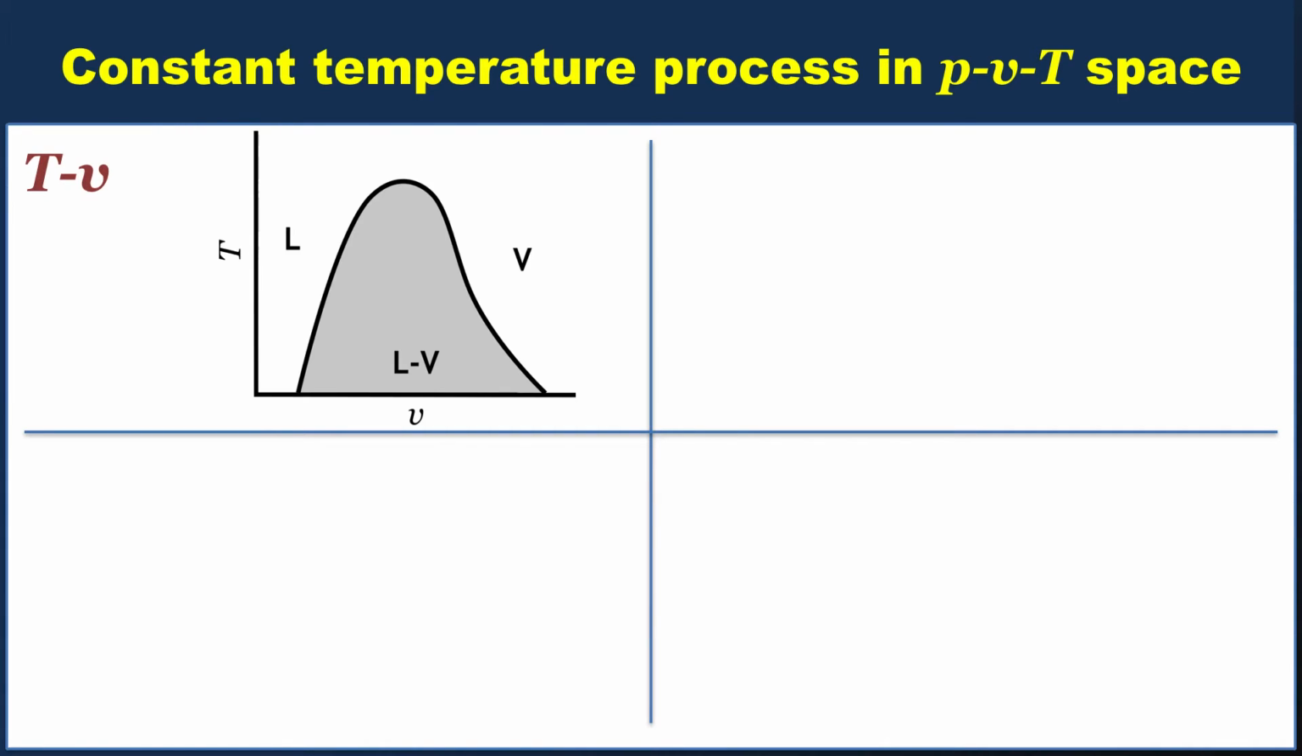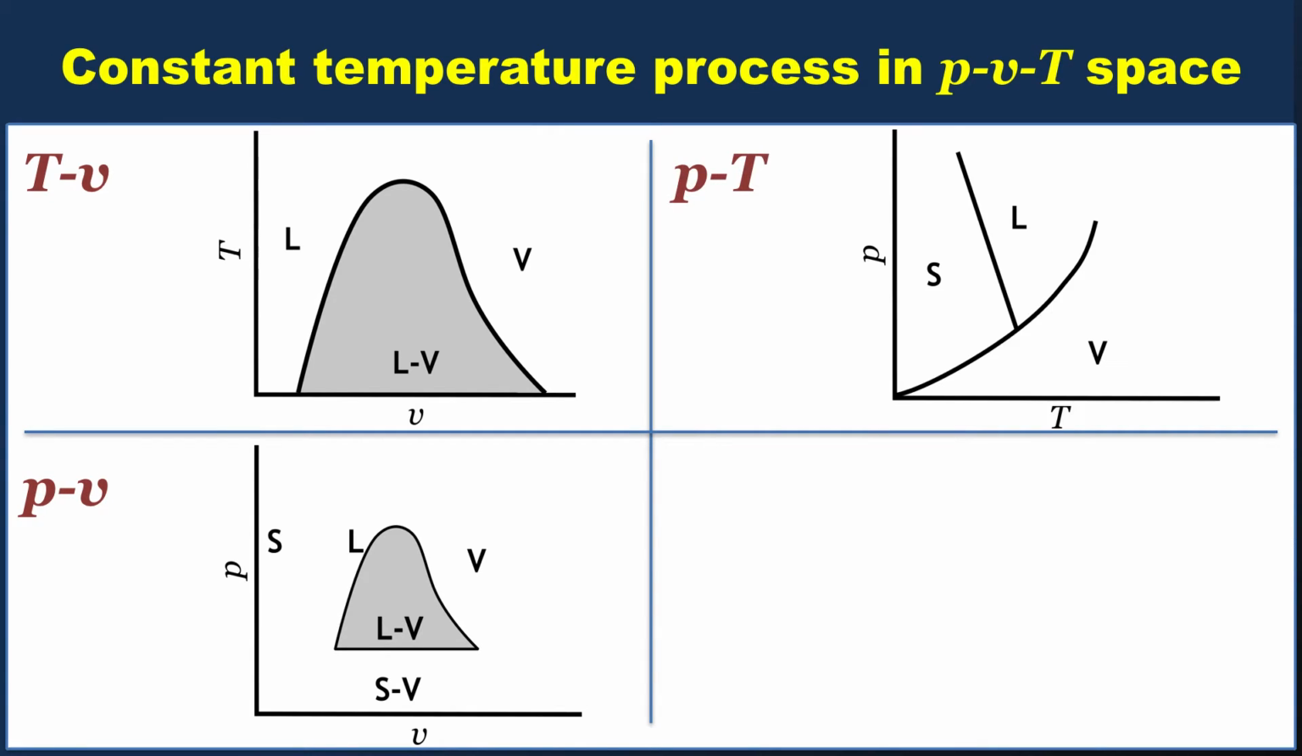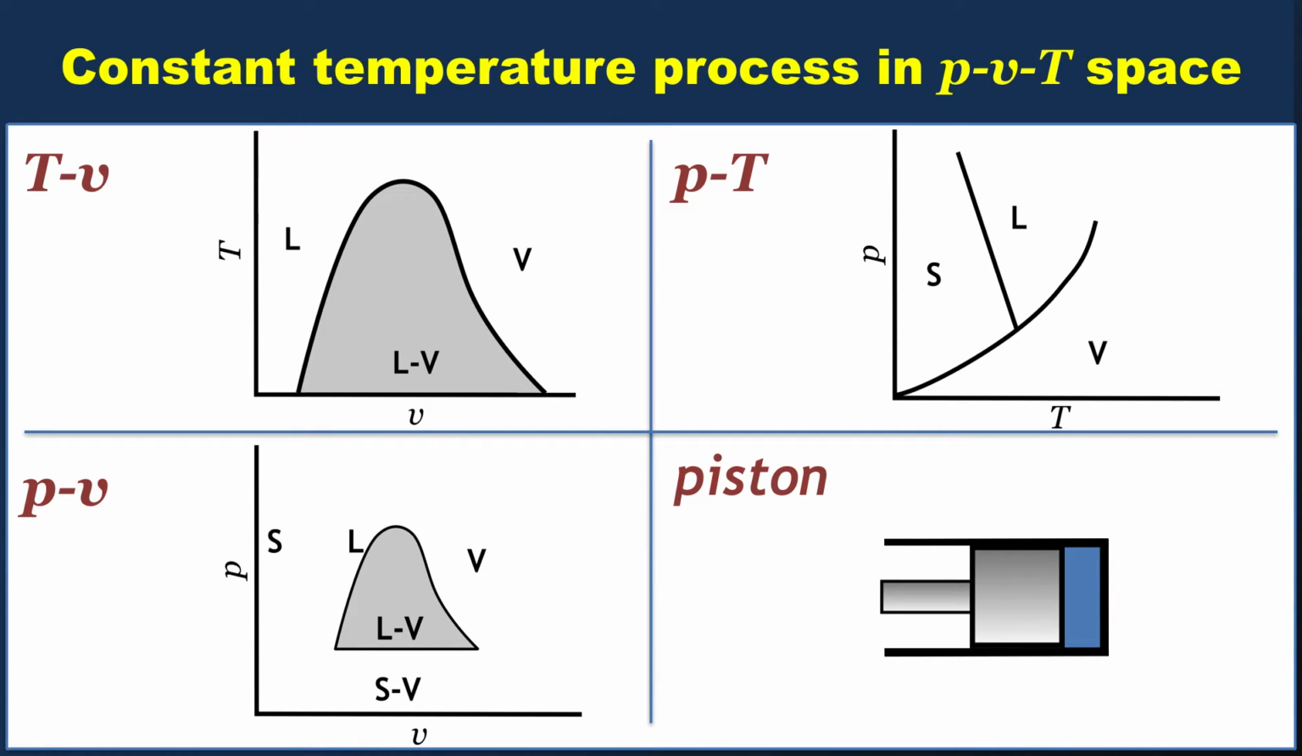So here are our three template plots for a TV plot, a PV plot, and a PT plot, and we'll draw the piston as it moves. Our initial state is again going to be a liquid, so we'll put it in the TV, PV, and PT plots, and I'll even note under the piston that we're in a liquid phase initially. Let's start evolving the system.